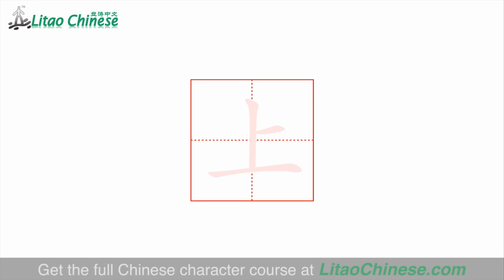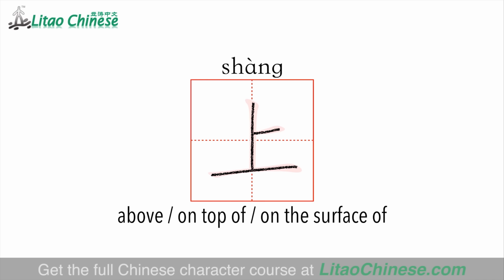Here is the correct stroke order of 上. The vertical stroke 竖 should be written first, then the short horizontal stroke 横 and the long horizontal stroke 横, 3 strokes in total. One more time. 竖, 横, 横, 上. It can be used after a noun to say above, on top of, or on the surface of.